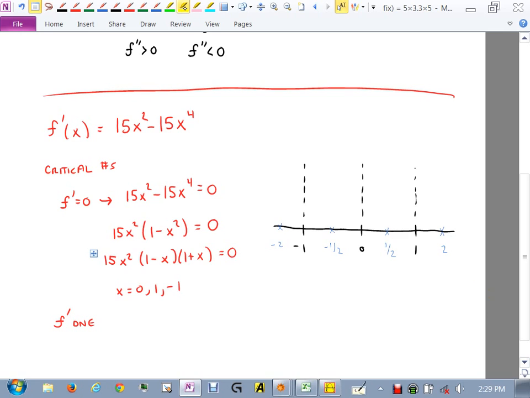Which means I can plug it into any version I had. I like this version right here. Why do I like that version so much? Because 15x squared is always positive, so that has no impact on anything, right?